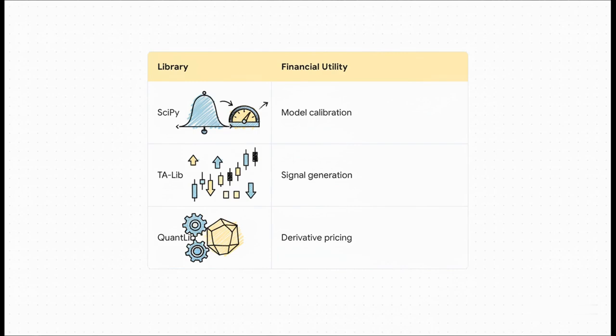If you need to fit a normal distribution to your returns, or maybe calibrate a volatility model, you reach for SciPy. If you're building a technical trading strategy, you pull in TA-Lib. And if you're pricing complex derivatives, well then you need QuantLib. Every single tool here has a very specific real-world use case in the Quant's toolkit.